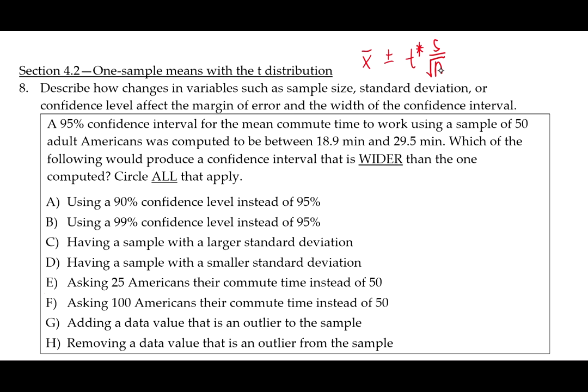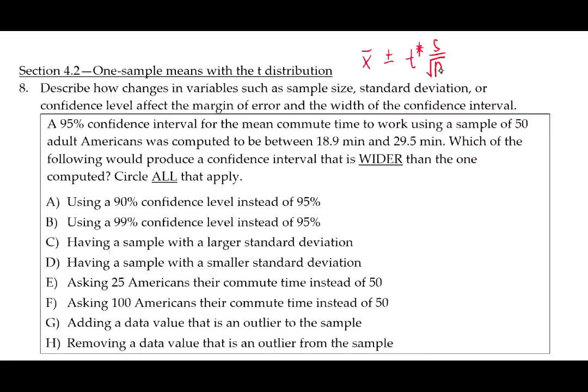There is t star, our critical value based on the confidence level, which is affected by how confident we want to be. S is the sample standard deviation, and n is the sample size. If that margin of error is larger, then we're adding and subtracting a bigger piece from the point estimate, which makes the interval wider. If the margin of error is smaller, then the confidence interval will be narrower.